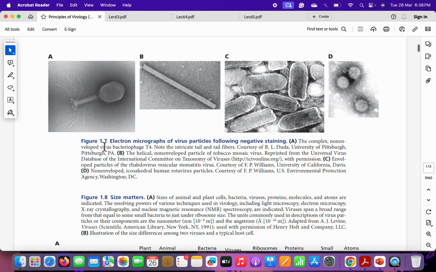These are different electron micrographs of virus particles following negative staining. These electron microscope images are negatively stained, mostly with a stain called uranyl acetate. A is a complex non-enveloped bacteriophage. B is the helical non-enveloped particle of tobacco mosaic virus. C is enveloped particles of the rhabdovirus, vesicular stomatitis virus, and D is non-enveloped icosahedral human rotavirus.